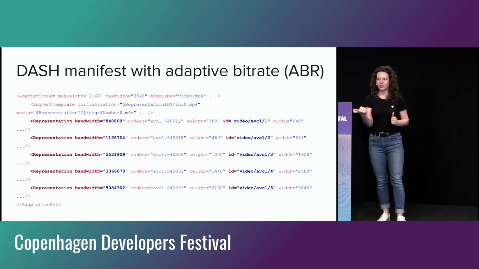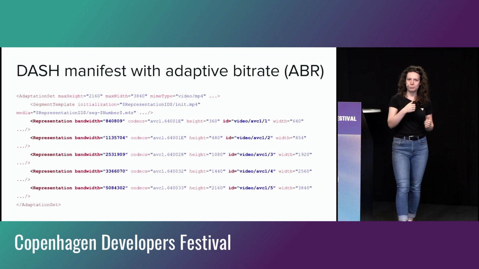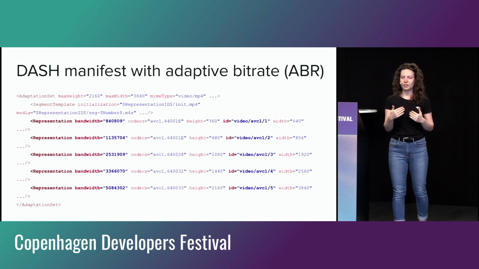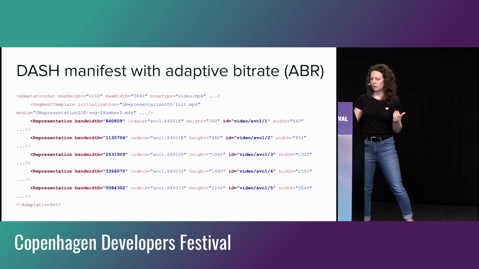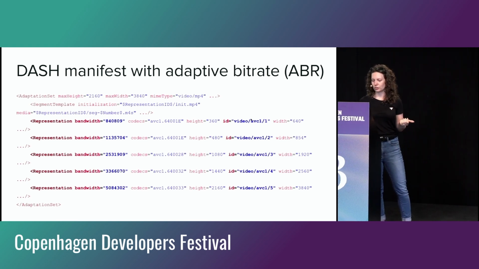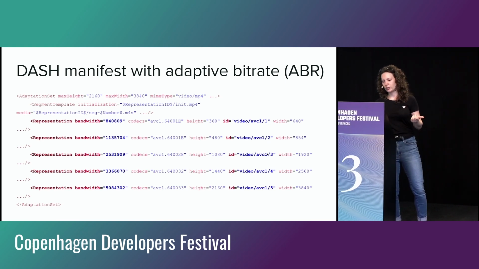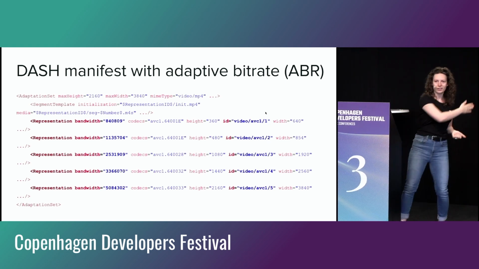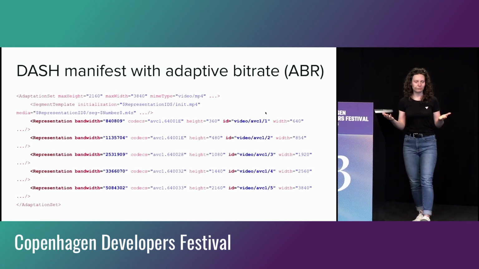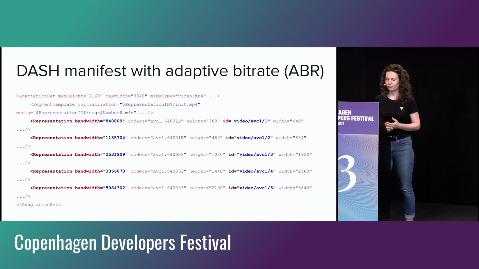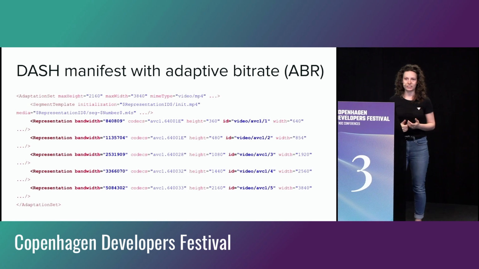now we have 5 representation elements. So in this case, depending on the current user bandwidth, the provider can serve the content from a given location, which is like video AVC1/1 or /2 or /3, or maybe back to 1 if we enter the tunnel. So basically the Dash manifest has changed a little as well.